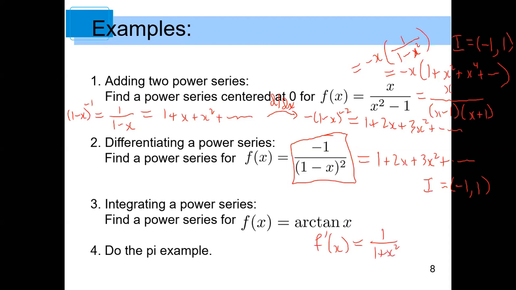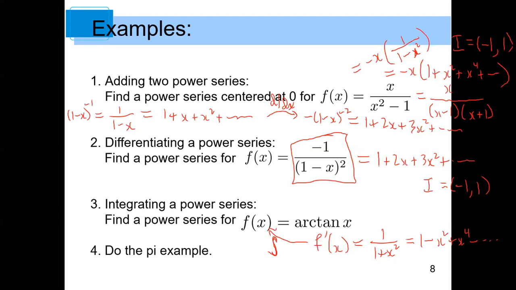But that has a power series expansion, doesn't it? Didn't we already come up with that? What was the power series for that? 1 minus x squared plus x to the fourth minus etc. Yes? That's the derivative of arctangent. So how do you think I could get a power series for arctangent? What do you think I could do? Integrate.